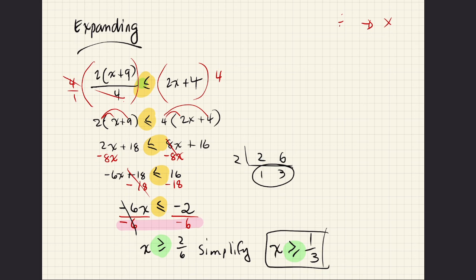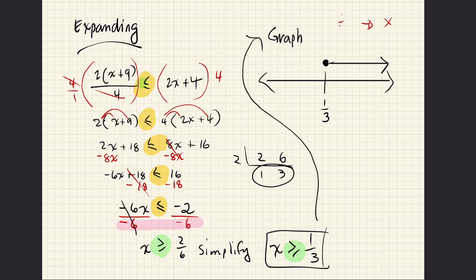Just to give you a little bit more, remember you have to graph this, okay? So x is greater than 1/3. So if this is 1/3, greater than or equal means a colored dot, and greater than means we go to the right. Okay, so this is how we graph your answer. Okay, this is how we graph this inequality.